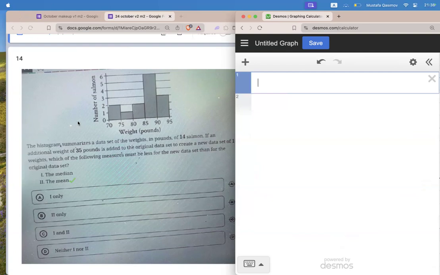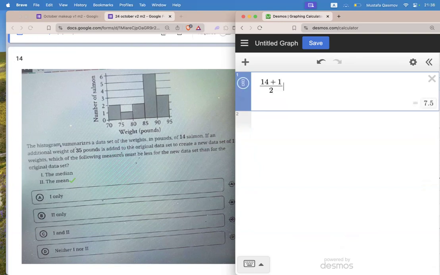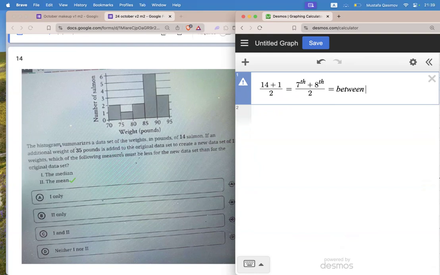When we add 35 here, now we have 14 values. So we have to use it like this: 14 plus 1 over 2, which is 7.5, which means it is between 7 and 8. Let's look at what's 7 here: 1, 2, 3, 4, 5, 6, 7, 8. 7 and 8 are here, so it is between 85 and 90.